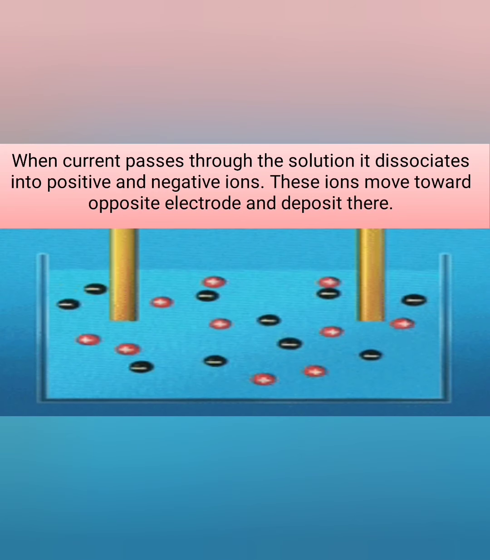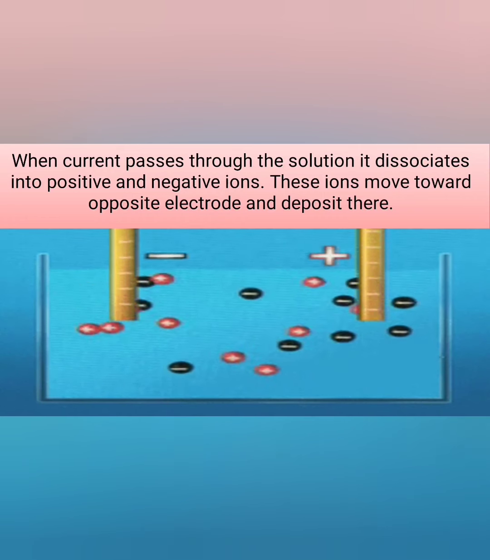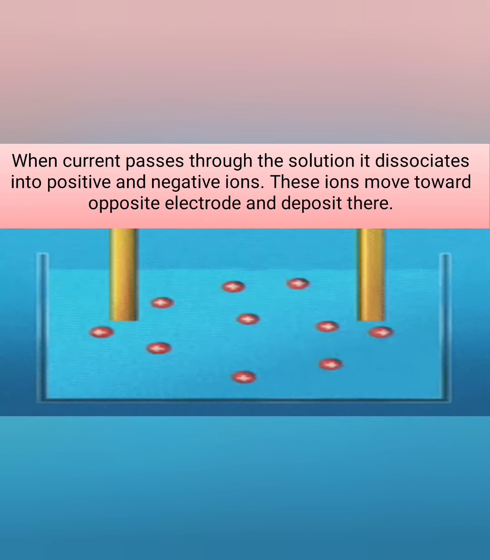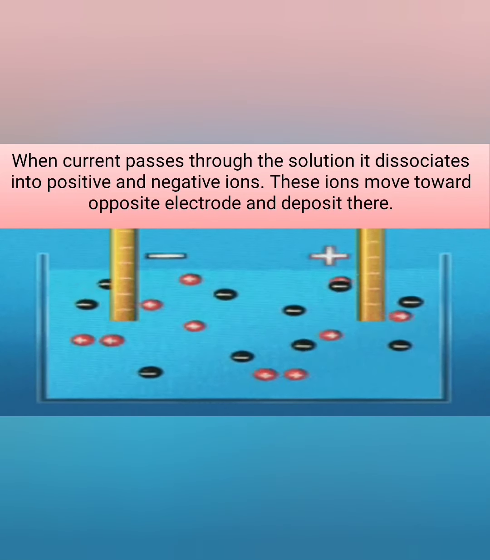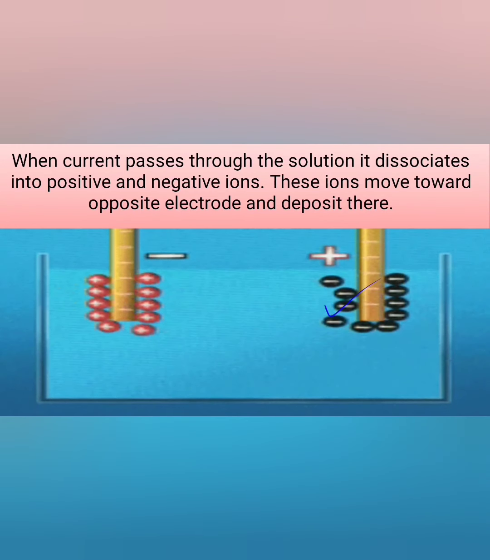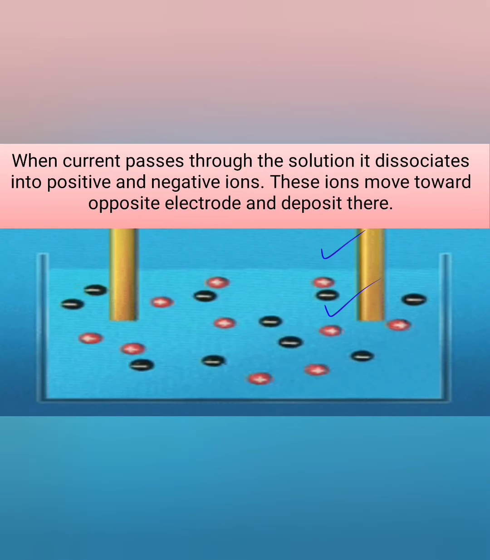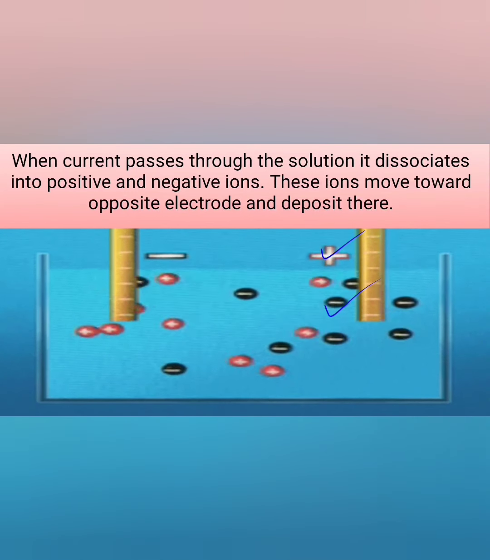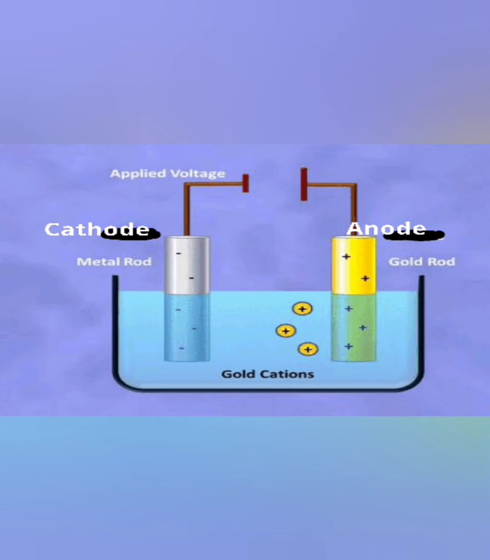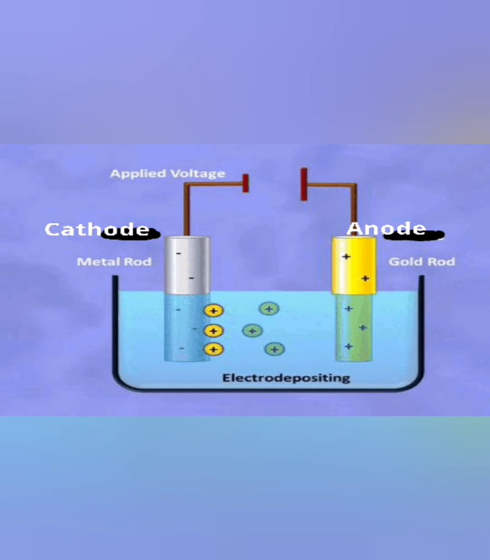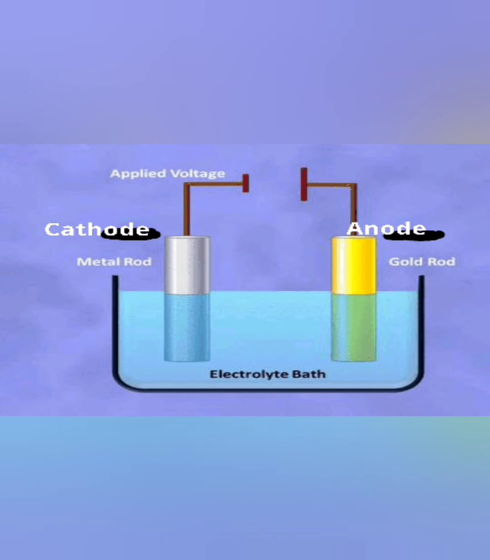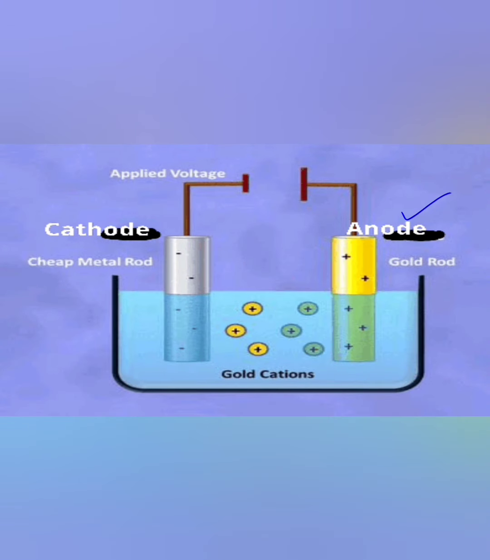The basic principle of this process is, first, the electrolyte dissociates into ions, and these ions deposit on the opposite electrodes. In the given figure, the negative ions are being deposited on the positive electrode, the positive terminal. This is the electroplating of gold on silver. After this process, the thickness of the anode is decreasing.